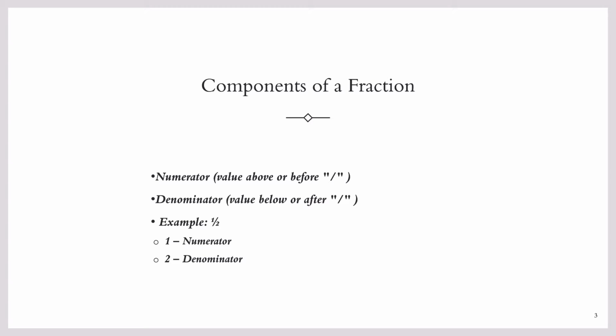There are two key components in a fraction. The first is called the numerator. It is the value above or before the slash sign. The second one is the denominator. It is the value below or after the slash sign. In this example of 1 over 2, 1 is the numerator and 2 is the denominator. Fractions are not always only written with a slash. They can be written on top and bottom as well.